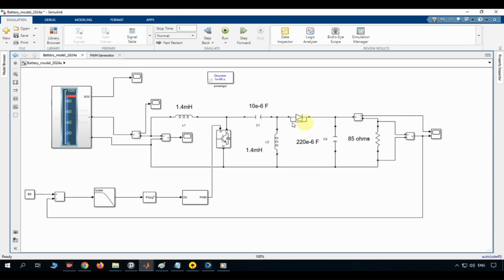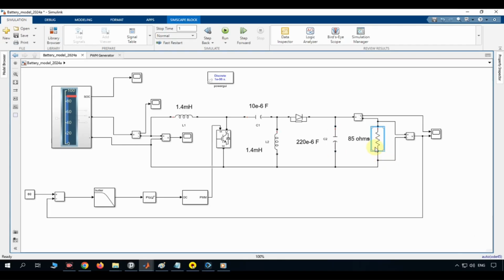The capacitor, C1, is the coupling capacitor, rated at 10 microfarads. It acts to transfer energy between the input and the output sections. Following that is the diode, which allows current to flow to the output only when the MOSFET is off. On the secondary side, we have a second inductor, L2, also 1.4 millihenries, which acts as an output filter inductor. Finally, the output capacitor, C2, rated at 220 microfarads, smooths out the voltage spikes to provide a clean DC voltage to our 85-ohm resistive load.